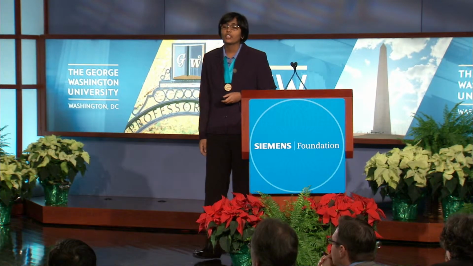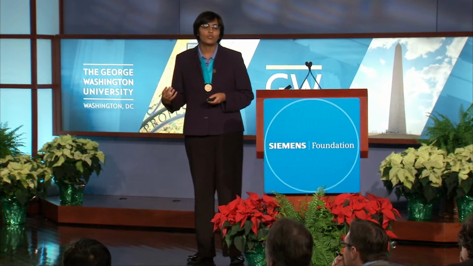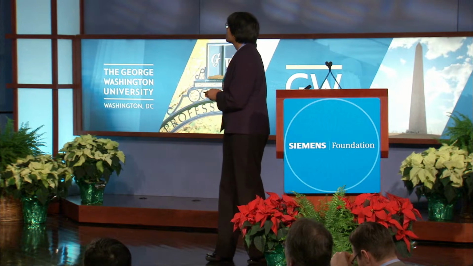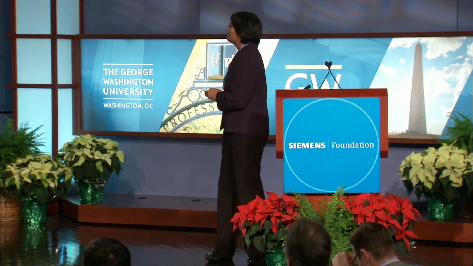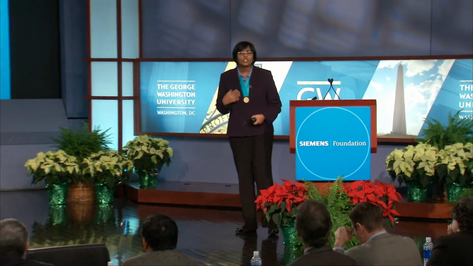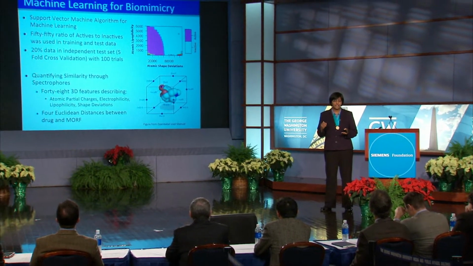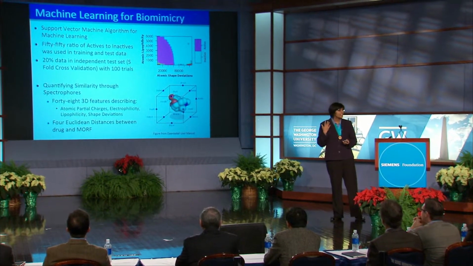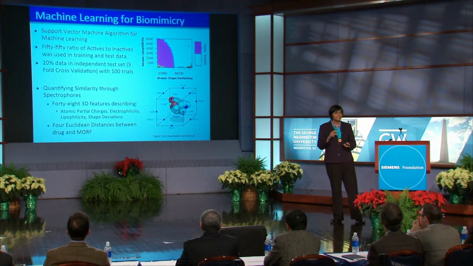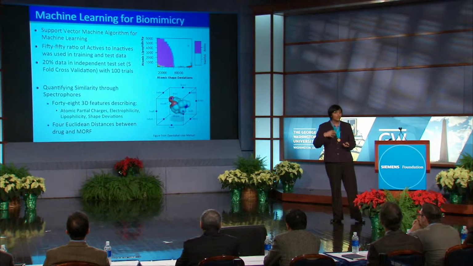The specific algorithm we use for biomimicry is the support vector machine, which draws a decision boundary between positive and negative data points, as you can see here. We train our classifier with a 50-50 ratio of actives to inactives, and we separate 20% of the data into an independent test set, and moreover, we code our algorithm 100 times. So I say that the drug will be active if it's similar to the IDP morph.